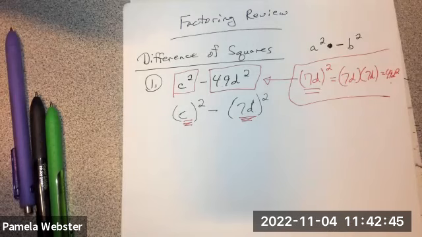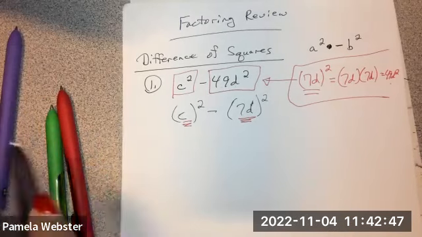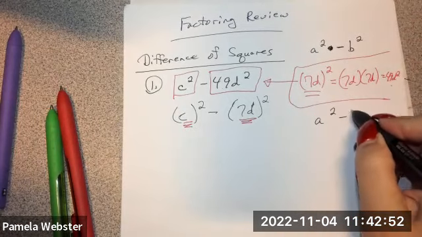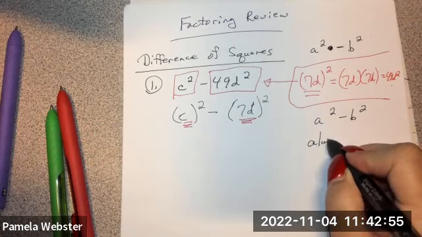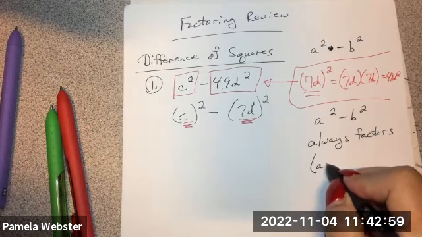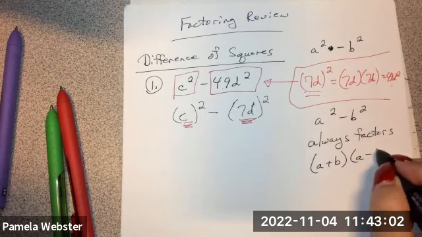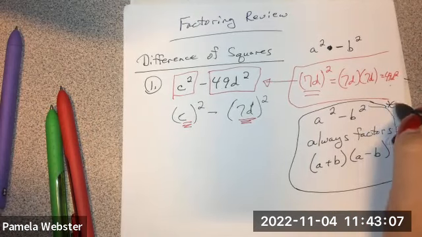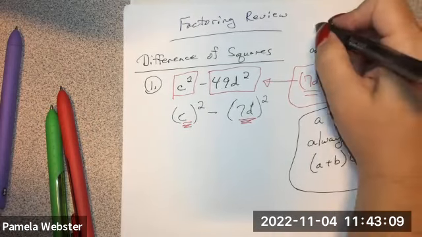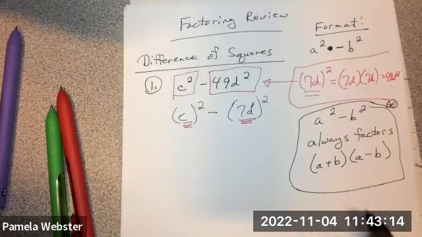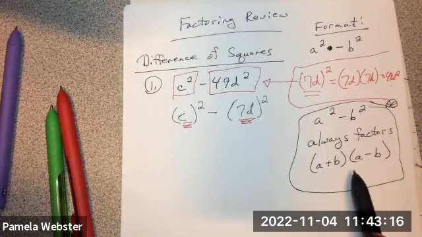So the thing about differences of squares, they always factor. A squared minus b squared always factors a plus b times a minus b. Make a big asterisk on this or something. Star that out. This is the format that they came in. So we know what that looks like. And then we know it always factors this a plus b times this a minus b.